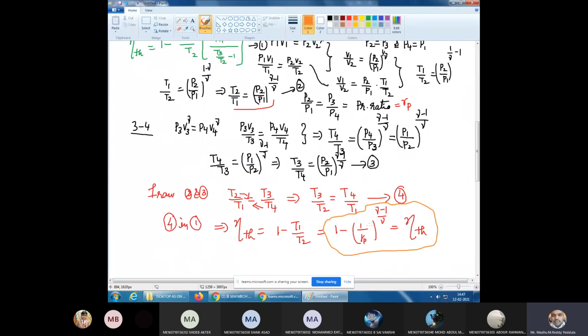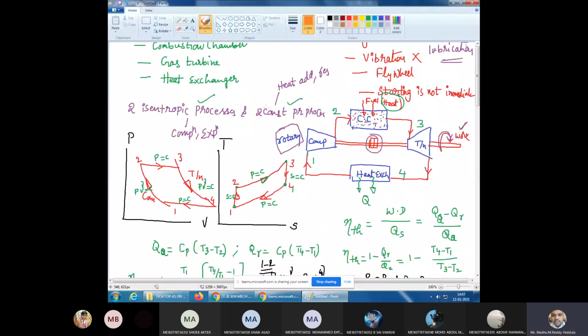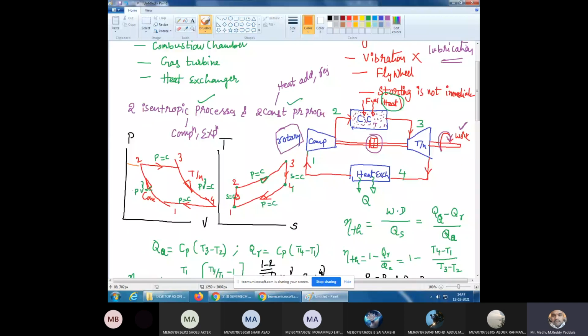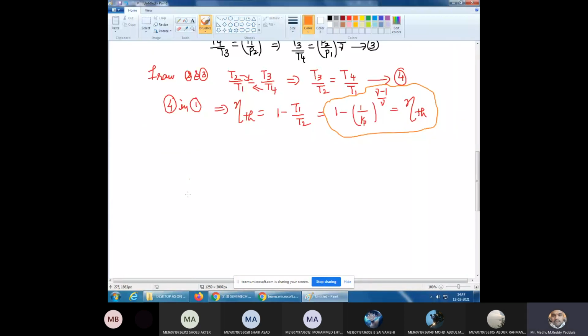where RP is the pressure ratio, that is nothing but high pressure to the low pressure. This is P2 by P1 or P3 by P4. Right. So here, part of the work delivered by the turbine is utilized in driving the compressor. So I can define one quantity, the work ratio. Work ratio is equal to net work by turbine work.